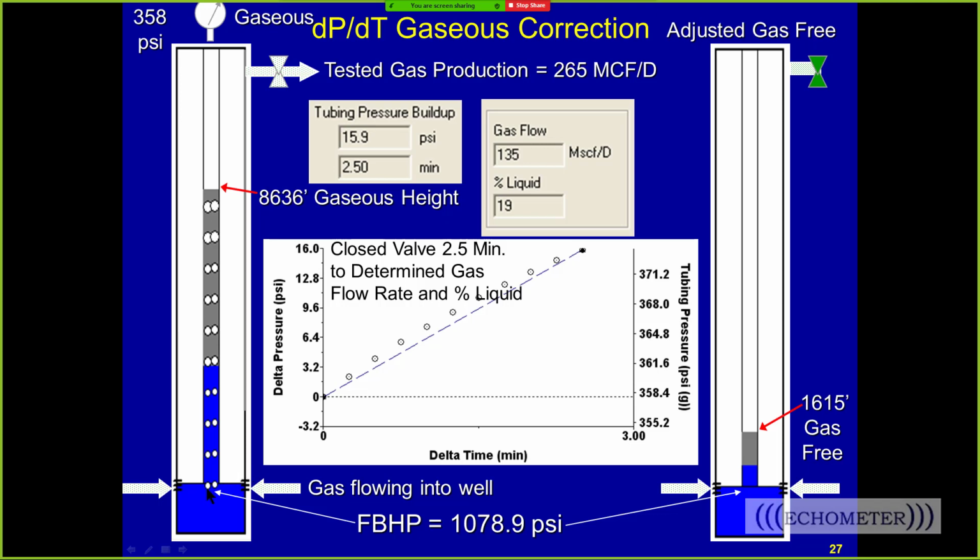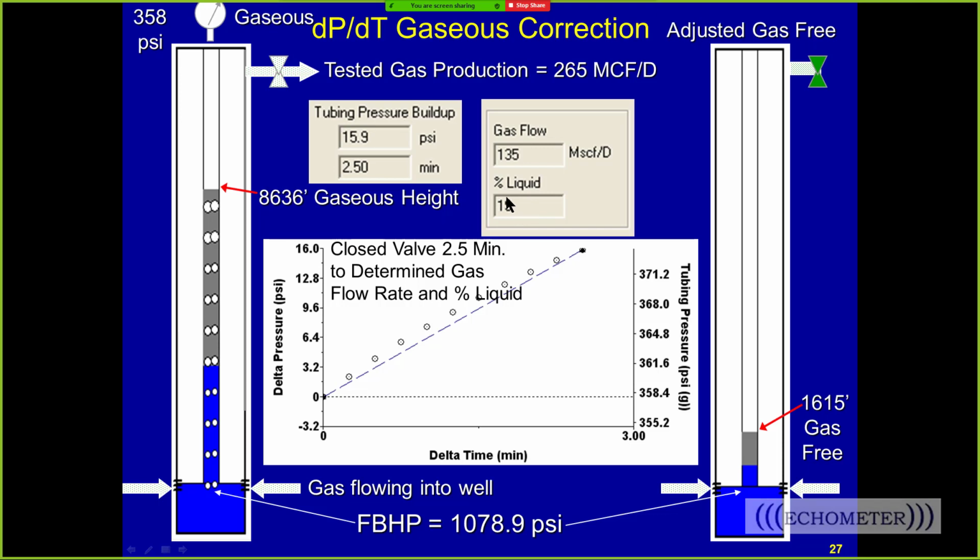And so here we shot the fluid level, and here's our high fluid level, and it's 8,636 feet of gassy height. The pressure built up right here in about 2.5 minutes. This is pressure, this is time here. And the pressure built up about 16 psi in 2.5 minutes. And that means at the time we shot this fluid level that there's about 135 MCF of gas flowing up the tubing, and it's about 19% liquid.